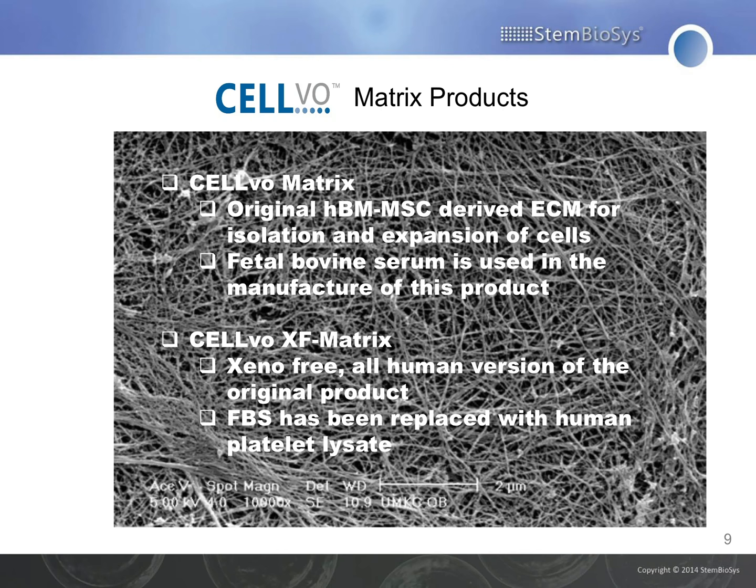So the CELLvo Matrix, we have two different formulations. The original made with human bone marrow mesenchymal stem cells, and we use fetal bovine serum when we make that product, when we're initially culturing those cells. We now also have available a xeno-free version, and in this case, we've replaced the fetal bovine serum with human platelet lysate. So this is an all-human product, and I'll show you some data in the following slides that speaks to the performance of both of these products.